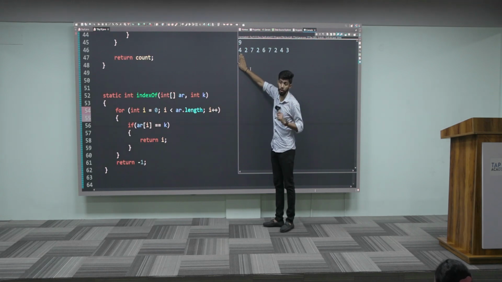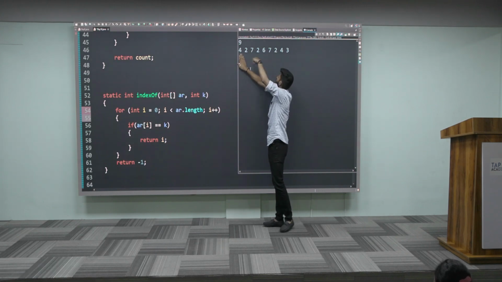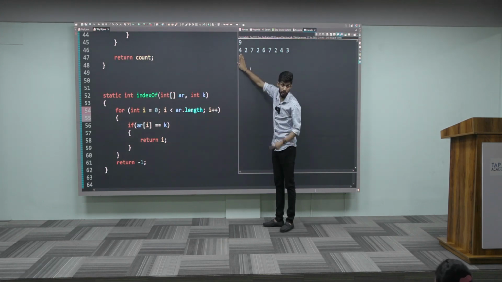What should be the output, if you ask? How many times the maximum value has occurred, that should be the output. You got the question? Which is the maximum value? How many times has it occurred? 2 times. That should be the output. Is the question clear to everyone?